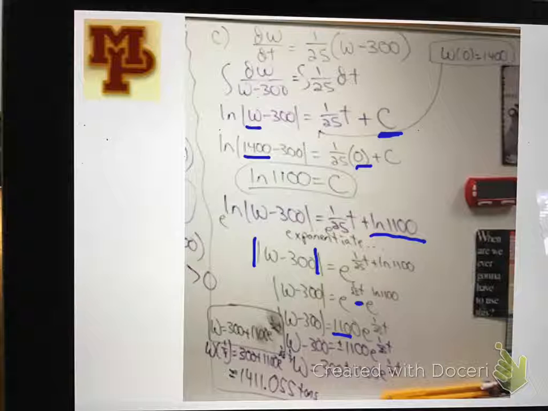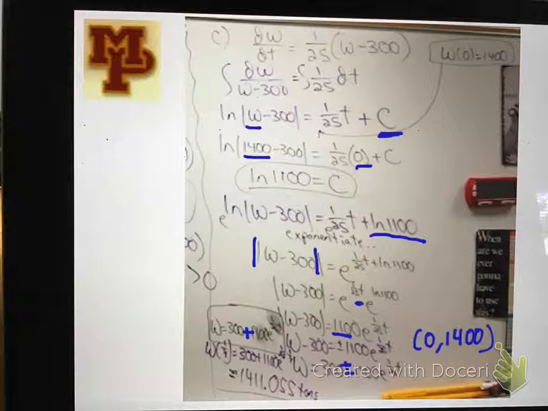And then we can do the plus and minus to get rid of the absolute value bars. And then we can decide which we really need. Do we want the plus or do we want the minus? We have to make sure that when we plug in a 0 for the time, it actually turns out to be 1400. And you can tell if you put a 0 in for the t, that this part would be 1, e to the 0 would be 1. And then this would be 300 plus 1100, which would be 1400. So that would be the correct one. We want it to be plus.